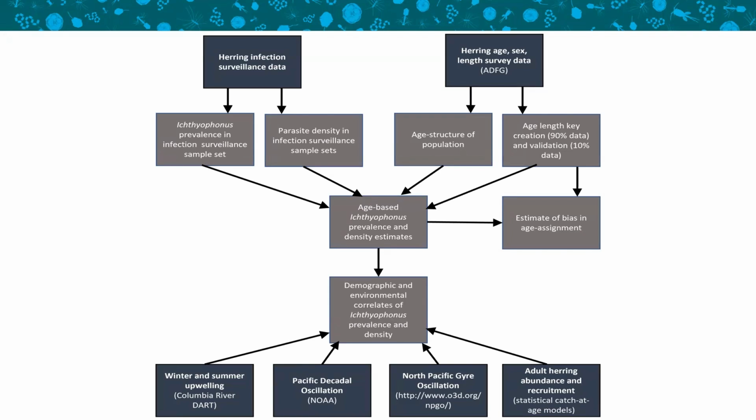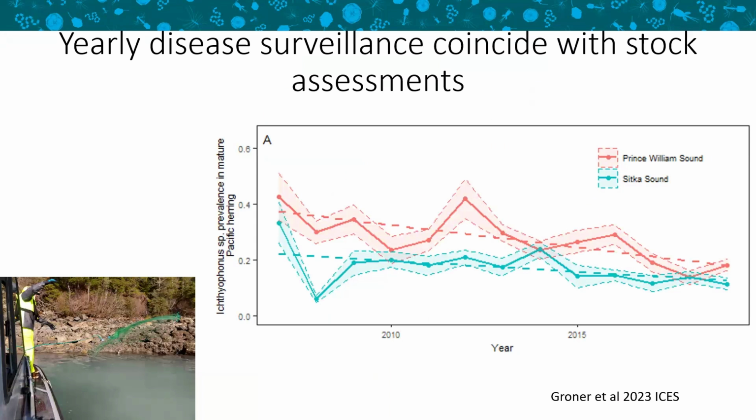So we put all this together and we were able to create this age-weighted estimate of disease prevalence for our 2 study sites, which looked like this. We had data since 2007, and for Prince William Sound, the prevalence was a little over 40% at the beginning of the study, and it declined over time to a little less than 20%, but it was almost always higher than Sitka Sound. And Sitka showed a similar declining trend in prevalence.